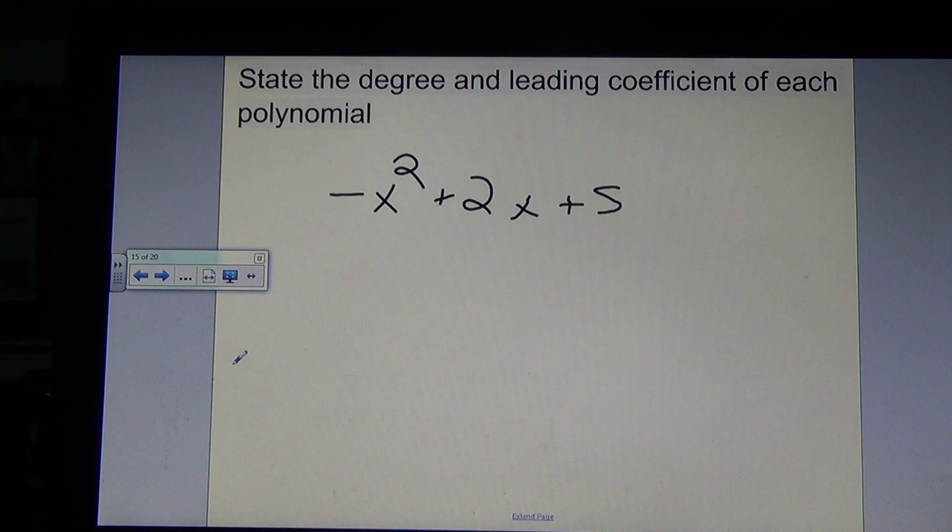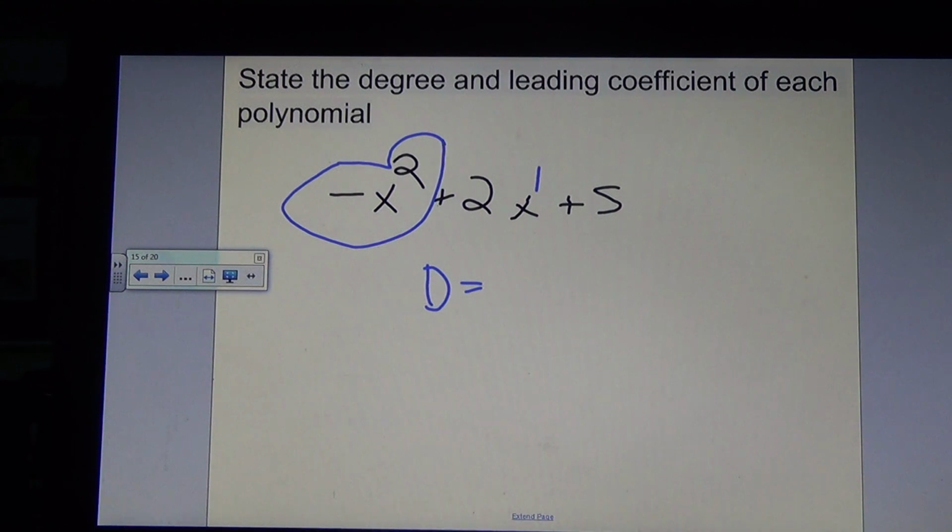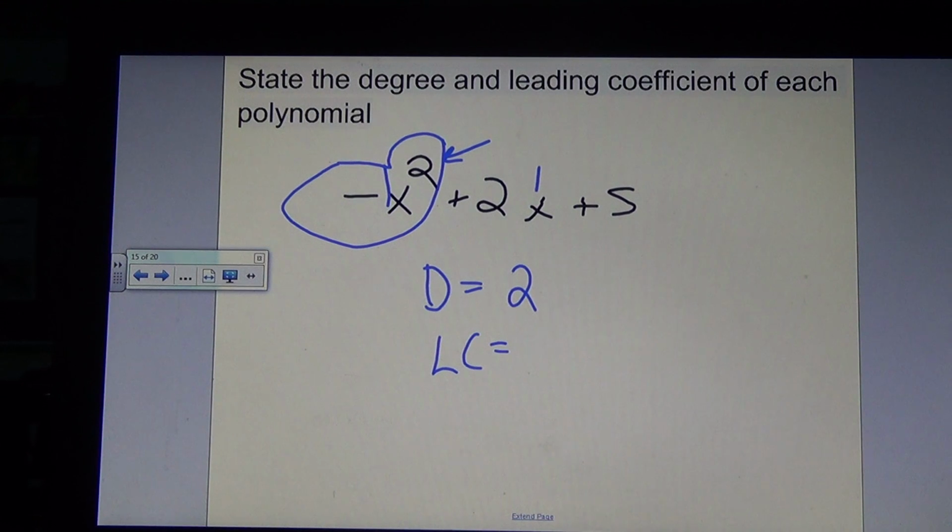State the degree and the leading coefficient of each polynomial. So if I look up here, my degree would be the highest power. This is the power of 1. What's the highest power? This guy here. So therefore, my degree on this problem would be 2. That's this guy up here. And my leading coefficient is the number in front of that degree, and that would have to be a negative 1. So therefore, negative 1 would be my leading coefficient.